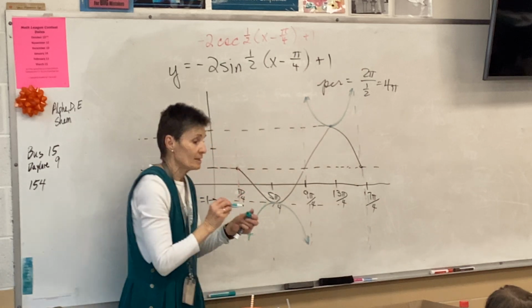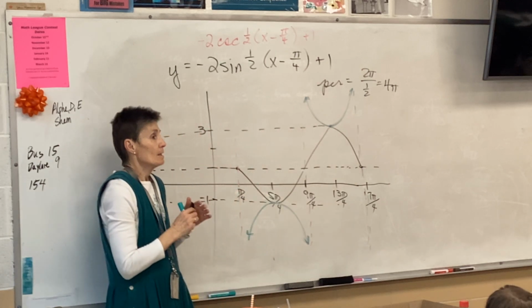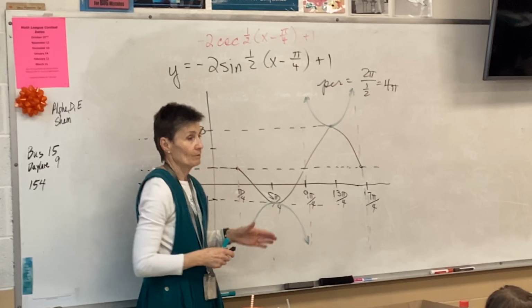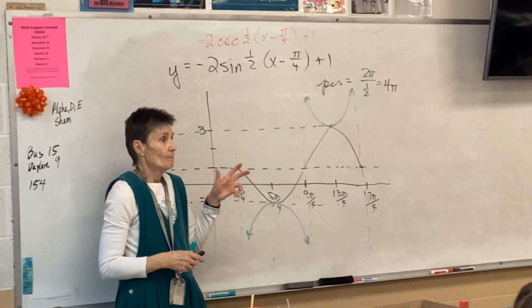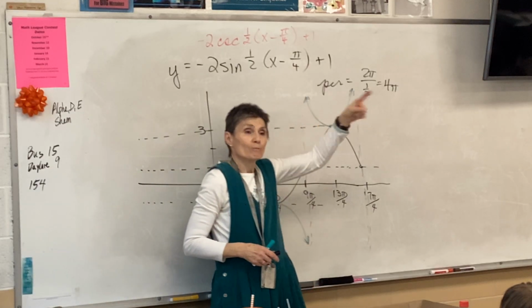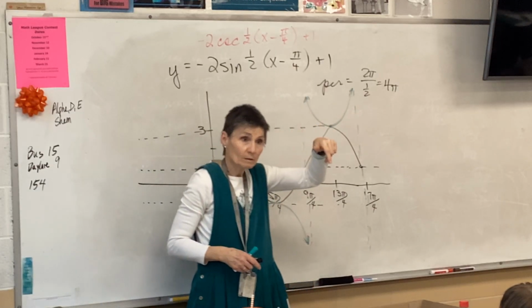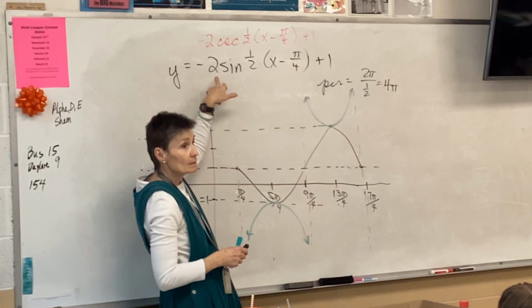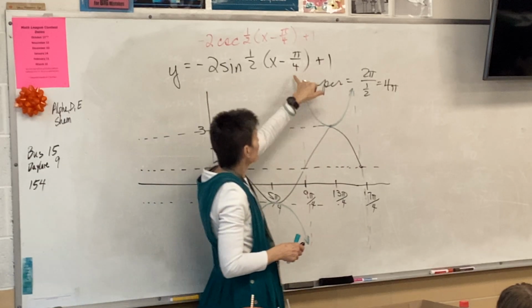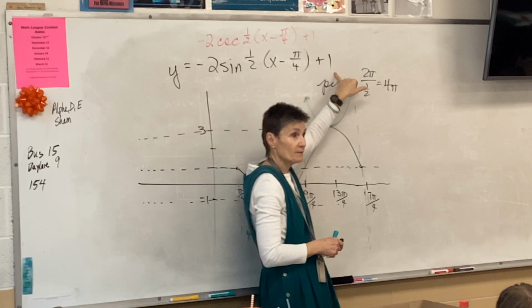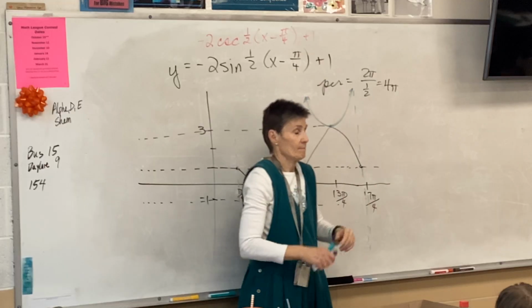Now, let's talk about this for a second. Let's start with the black curve. Period is 4 pi. Frequency is 1 over 4 pi. Amplitude is 2. Phase shift is pi over 4. Vertical shift is 1. Okay.